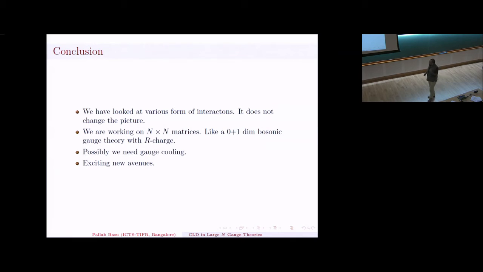So now we are working on an n by n matrix in 0 plus 1 dimensional bosonic gauge theory with R-charge. As I said, there are various interesting questions there in holography, like how the charge adds up. Suppose you take a black hole and two charges. The black hole energy depends on the square root of q1 squared plus q2 squared. So the effective charge is somehow the root mean square of the two charges. That is not something we see in free gauge theories, where charges just add up, rather than adding up in a root mean square way.